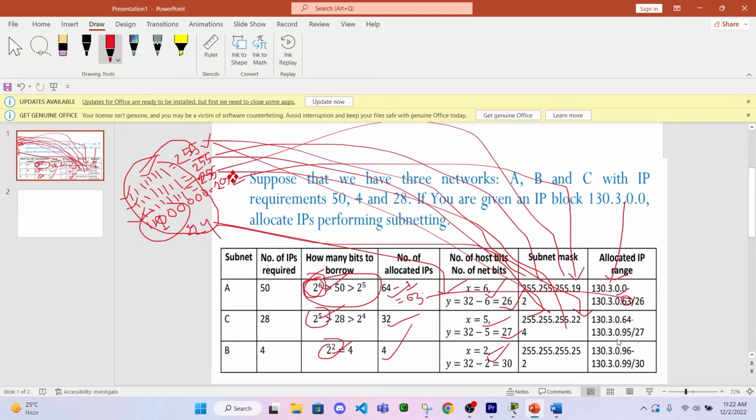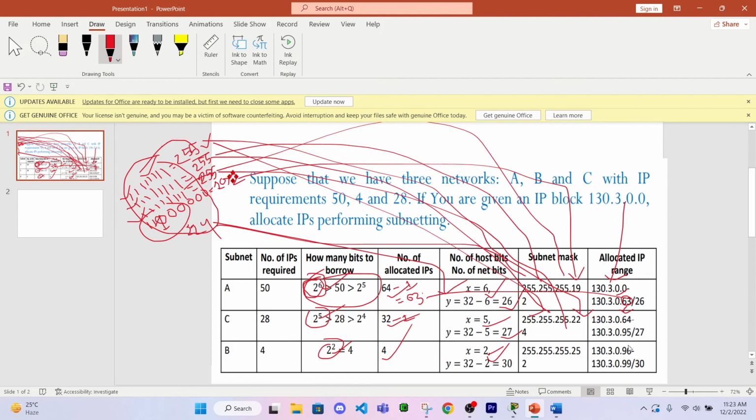Okay, and then network C. For network C, the starting range is the next value after the previous IP range. The previous IP range ends with 63, so the next number is 64. So it starts with 64, and 64 plus how many? We get it from the number of IPs minus 1. So 64 plus 31 means 95.